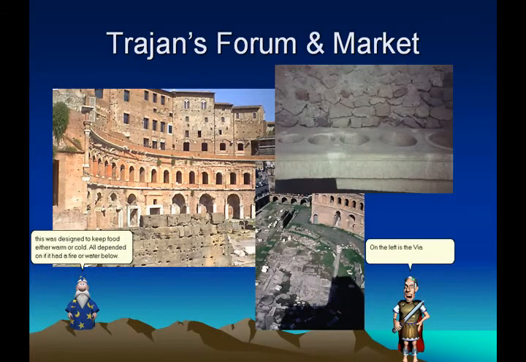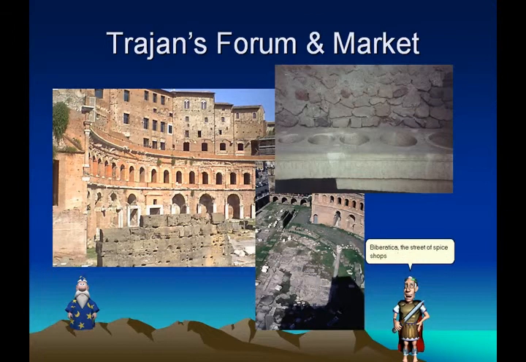On the left is the Via Biberatica, the street of spice shops in Trajan's market. Lower right shows the forum area. This was the best conceived forum market area in all of Rome. We would like to go on to our last slide.